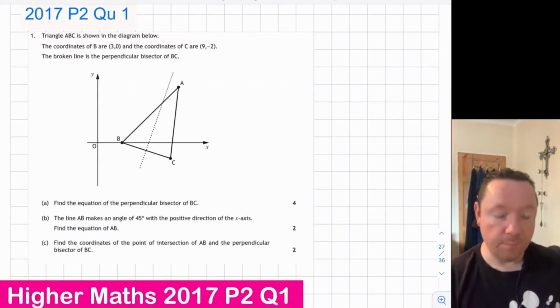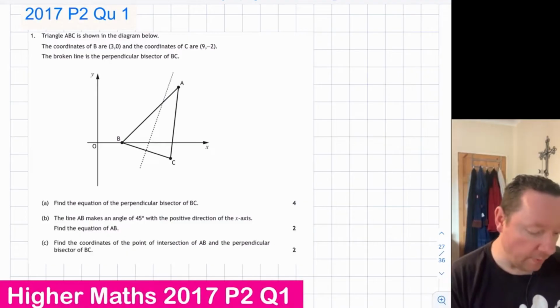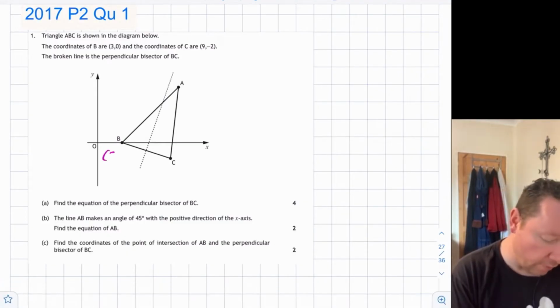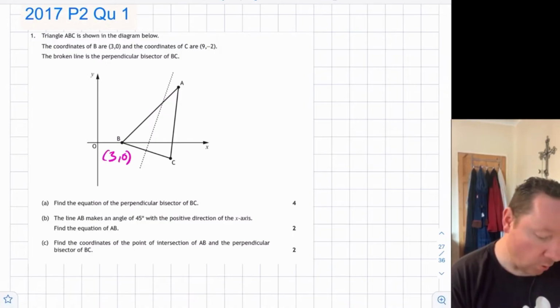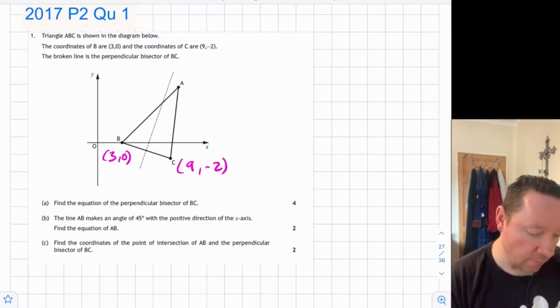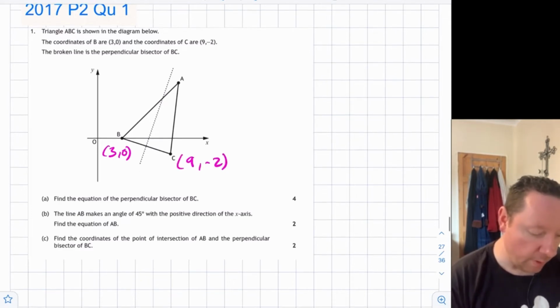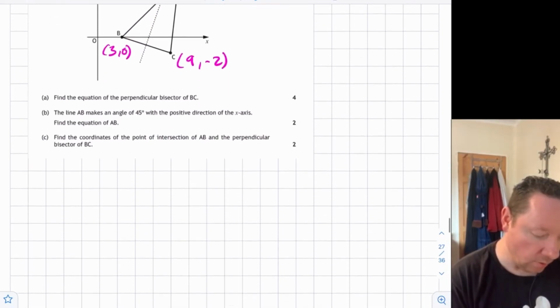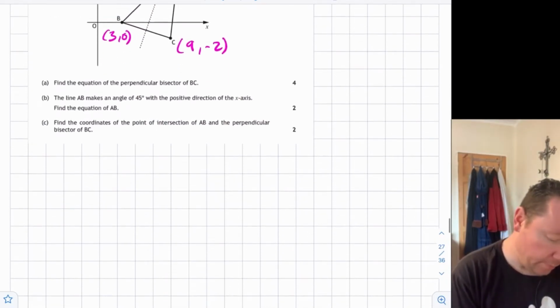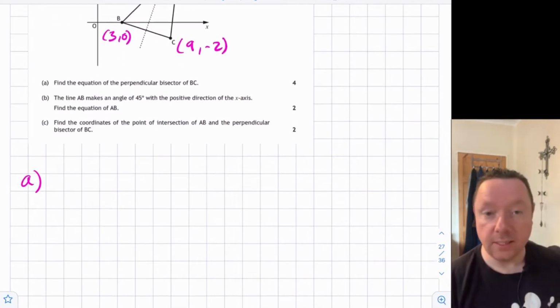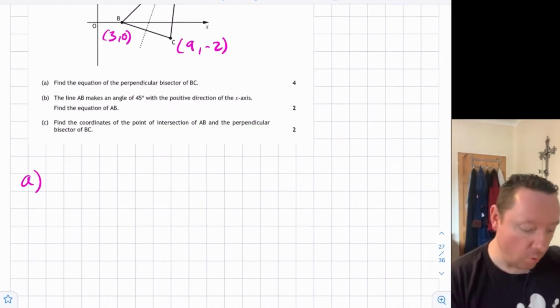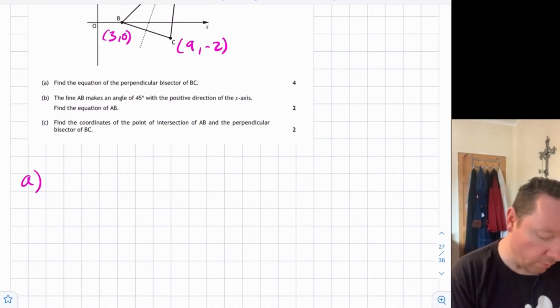Okay, 2017 paper 2 question 1 says triangle ABC is shown in the diagram. The coordinates of B are 3, 0. Let's just note that there. The coordinates of C are 9, -2. And the broken line is a perpendicular bisector of BC. Part A, find the equation of the perpendicular bisector. So for a perpendicular bisector, we need the gradient and we need the midpoint. So let's start off with the midpoint of B and C.